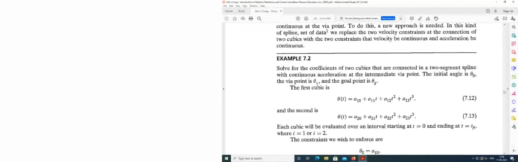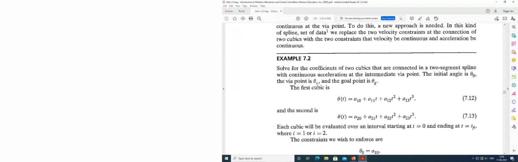that are connected in a two-segment spline with continuous acceleration. So here the acceleration should also be continuous, which means at that instant of time, theta double dot of the first segment as well as the second segment are the same.